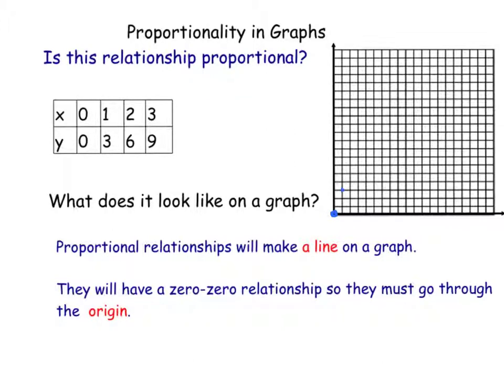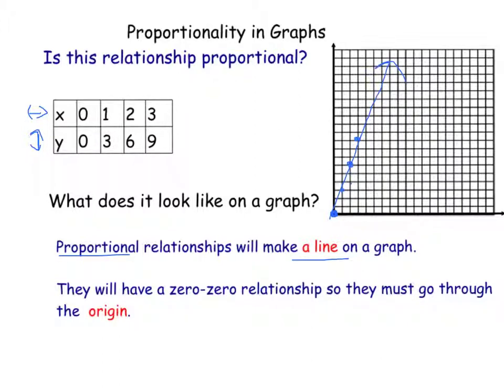Remember, the x tells us which way we are moving left and right. The y tells us which way we're moving up and down. Then we have 2, 6. So over 2, up 1, 2, 3, 4, 5, 6. And 3, 9. And that is what the graph looks like. So the graph is a straight line. So proportional relationships will make a line on a graph.